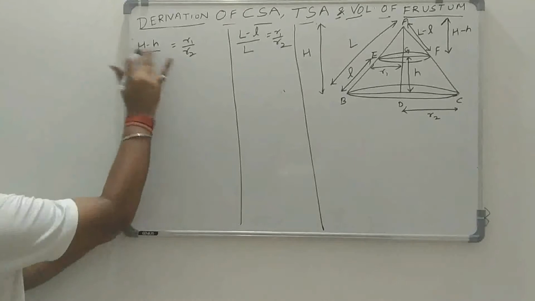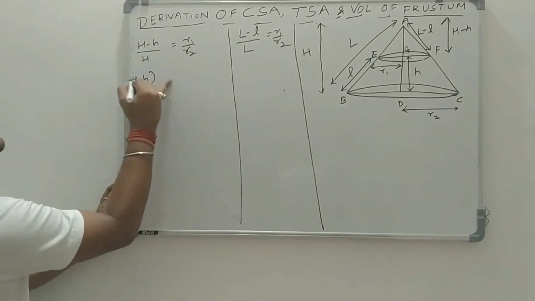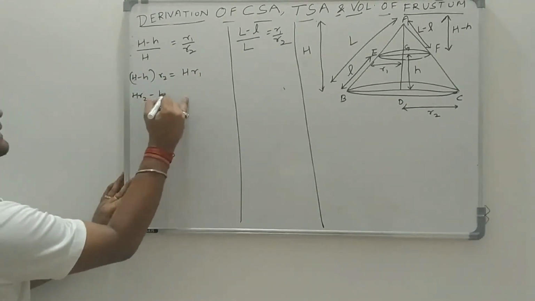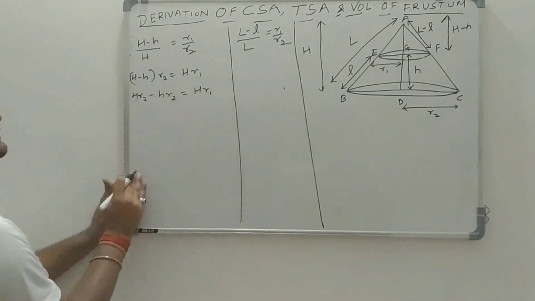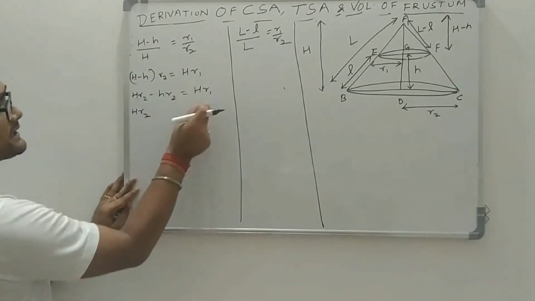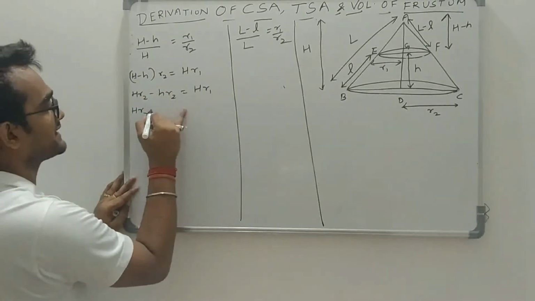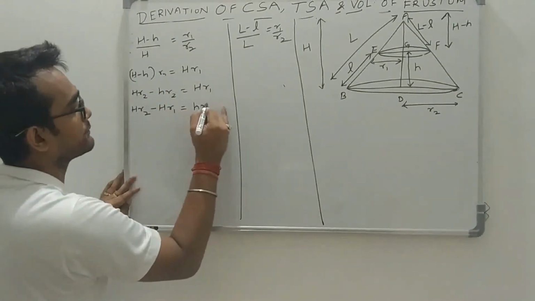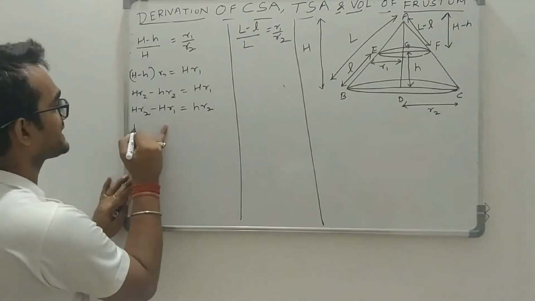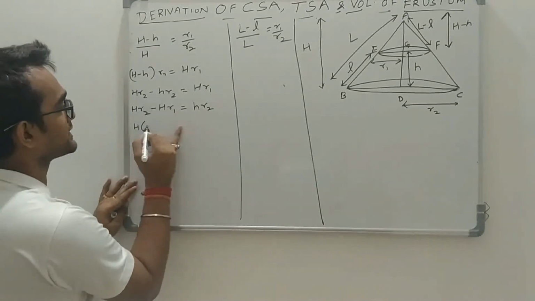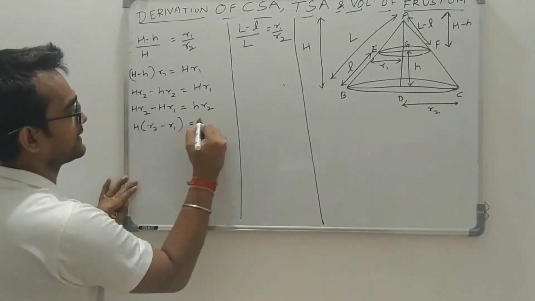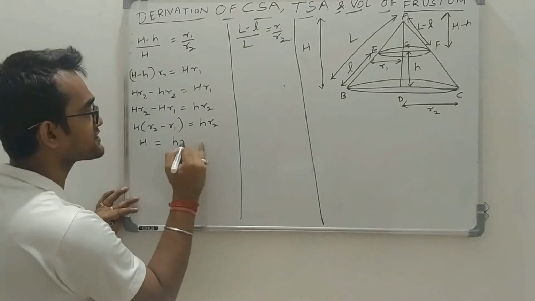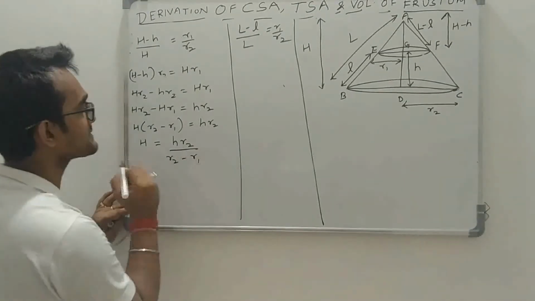So by cross multiplying this, I will get H minus h into R2 is equal to H into R1. Opening the bracket, HR2 minus hR2 will be equal to HR1. Now, by shifting capital H R1 from the right hand side to the left hand side, I will get HR2 minus HR1, and I will shift this one to the right hand side. It will be positive hR2. By taking capital H common from these two terms, I will get R2 minus R1, and here the term will be the same, that is hR2. So the value of capital H is hR2 upon R2 minus R1.